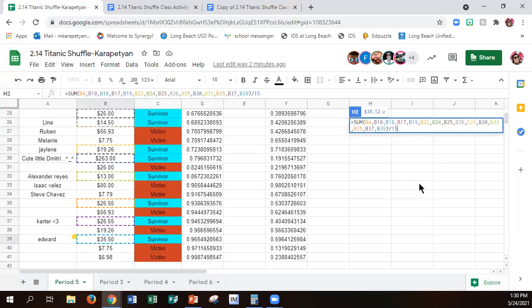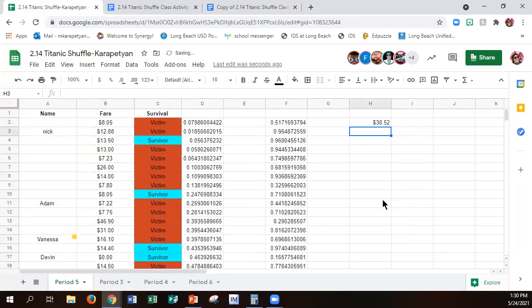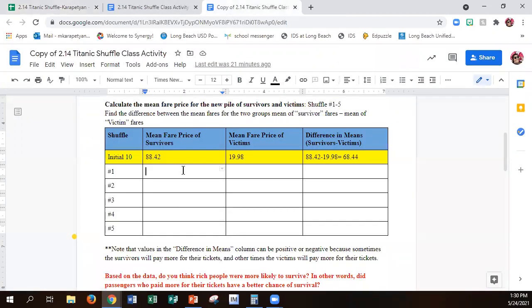Okay, so I'm adding those numbers up and I'm dividing by 15 because I had 15 survivors. So the mean for the survivors for our first shuffle, shuffle 1, is 38.52. So we're going to come over here and put that right here as 38.52.